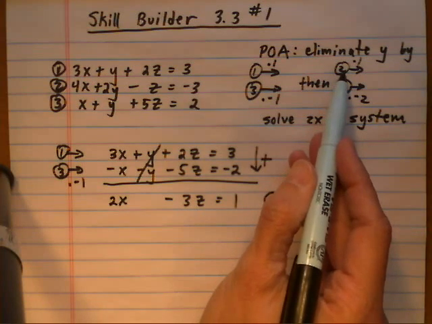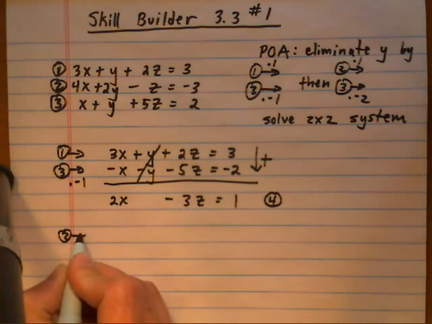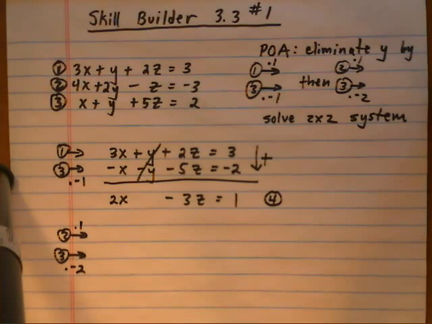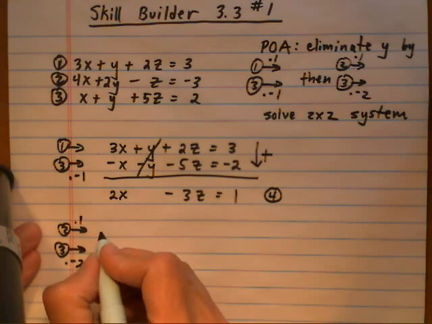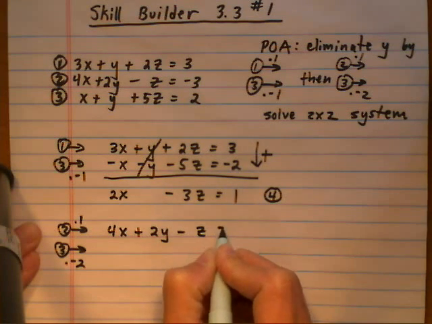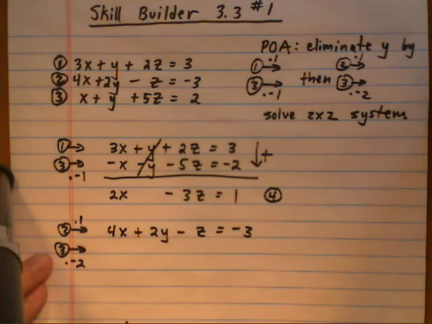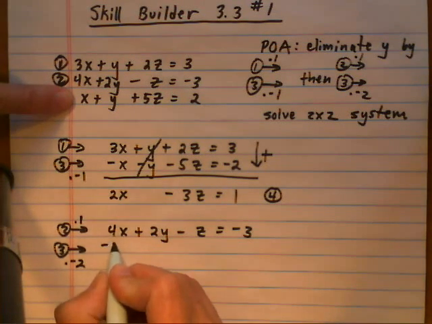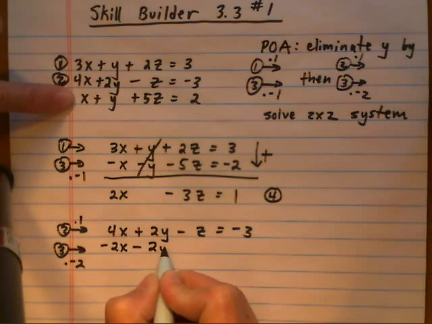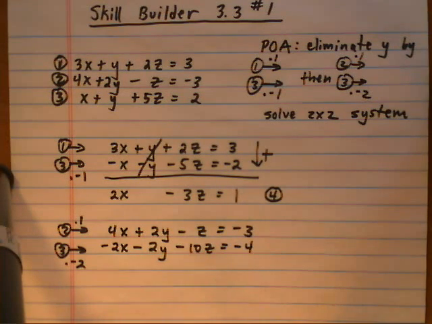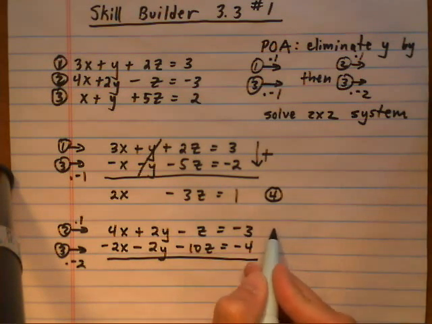All right, so equation 2, keep it as is, so just times 1, and equation 3, multiply by negative 2. So let's go ahead and write equation 2. We get 4x plus 2y minus z equals negative 3. And equation 3, we're multiplying by negative 2. So we're getting negative 2x minus 2y minus 10z equals negative 4. And again, we add the equations.